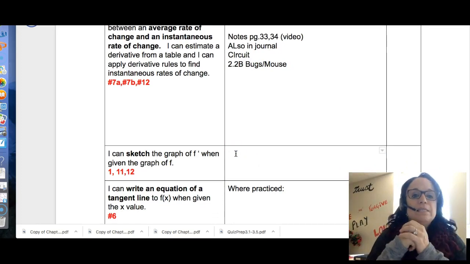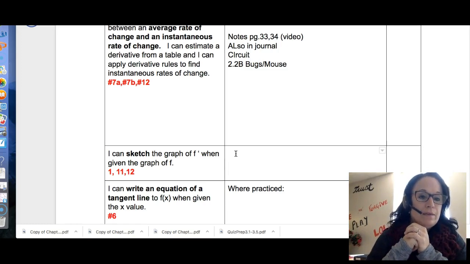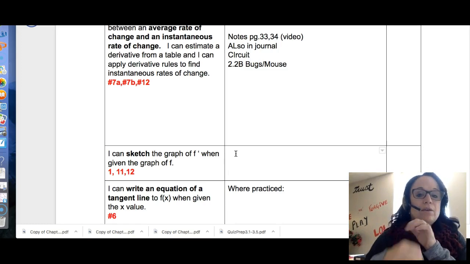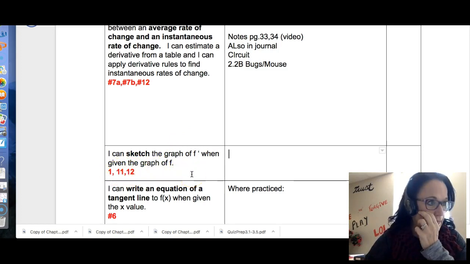You need to be able to sketch the graph of f prime when given the graph of f. You'll be asked that 3 times on your test. Number 1 is matching, and on number 11 and 12 on your test, I actually give you f and I say sketch the graph of f prime. We practiced that.